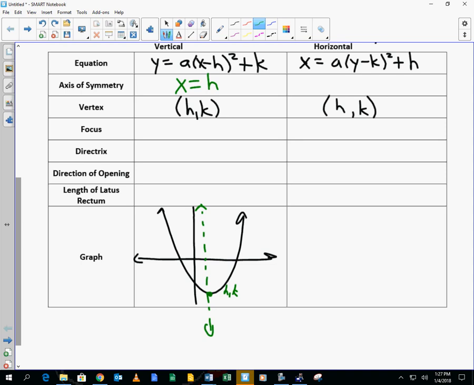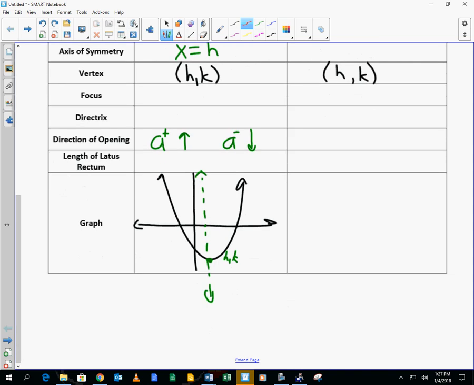The direction of opening. If that front coefficient is positive, it's going to open up. If a is negative, it's going to open down. Everybody okay with that? That's all stuff that you've seen before, correct? Let's look at the new stuff. The focus and the directrix and the length of the latus rectum. Very awkward piece of language to work through, but we'll talk about it, okay?